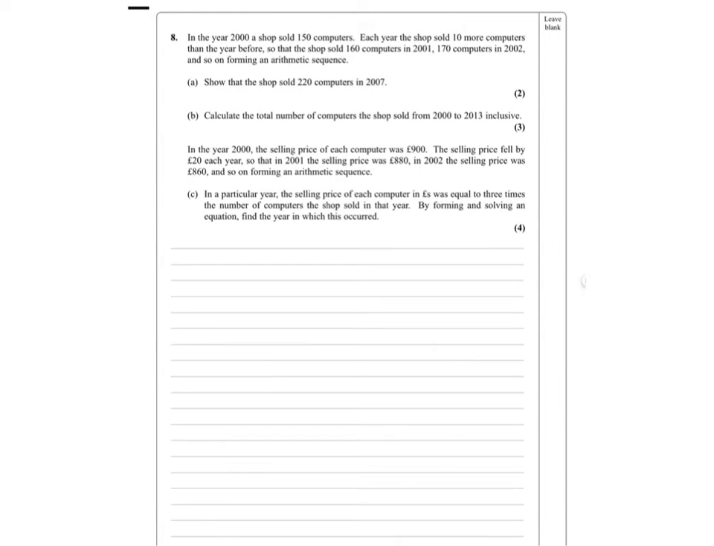Well, in theory, what you could do is say that we're using this. Hold on, I'm just trying to find a space to put it. A plus (n minus 1)d equals 220. That's ultimately what you're doing, where A is 150, n we don't know, but d is 10. You should find out that n equals 8. So I'll give you the answer there, but you've got to show the workings.